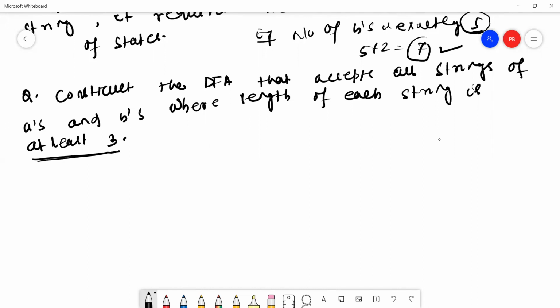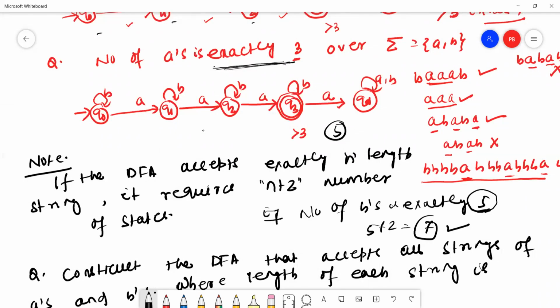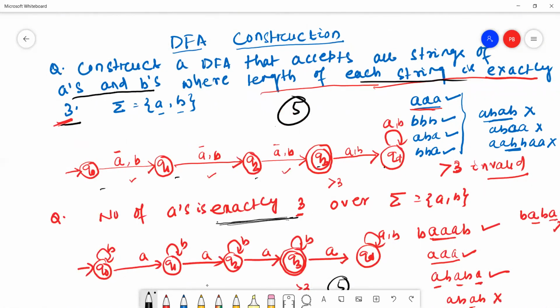At least 3 means, suppose A, B, A. It is a valid string because it is at least 3. Suppose A, B, it is invalid because the length is 2. A, B, A, B is valid because the length is greater than 3. For exactly, exactly means it is equal to 3.